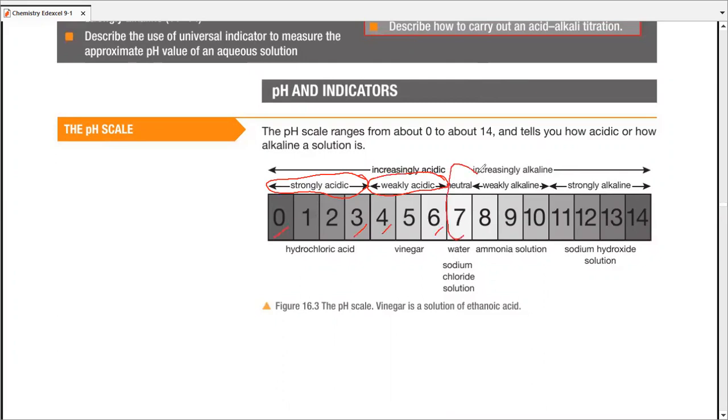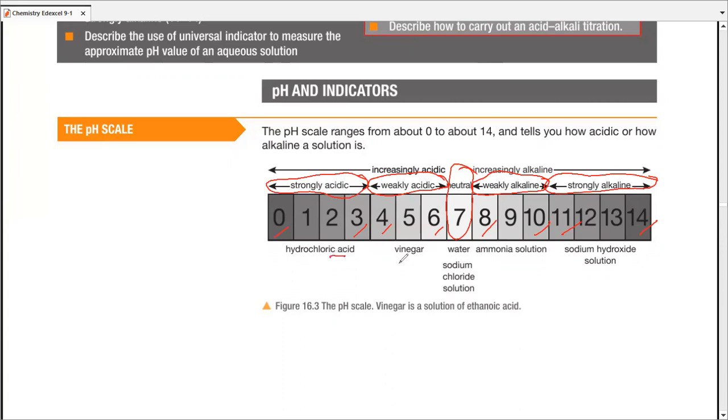7 exactly is neutral. Anything lower is still acidic. Anything higher is still alkaline. In the same way, the next steps are weakly alkaline, which would be from 8 to 10, of course, and the strongly alkaline portion will lie from 11 all the way to 14. They've given some very common examples in there.